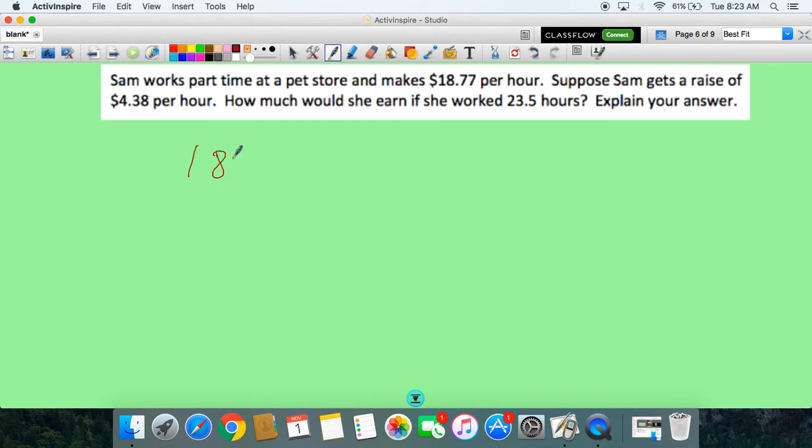So 18.77 plus, and let's line up the decimals. Okay, so you get 4.38. She got a little raise. So she's no longer making 18.77. She's making a little bit more.